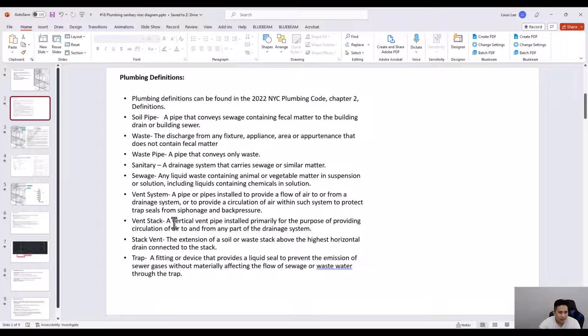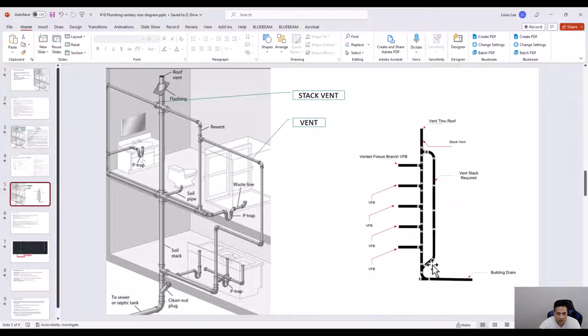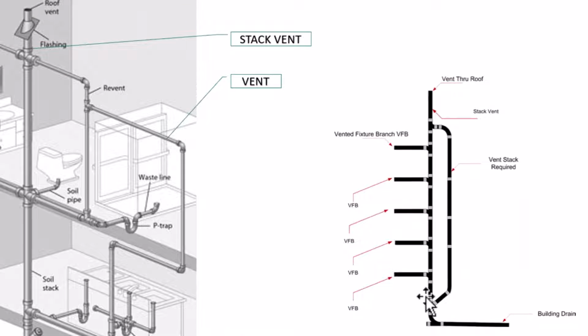A vent stack is a vertical vent pipe installed primarily for the purpose of providing circulation of air to and from any part of the drainage system. Stack vent: the extension of a soil or waste stack above the highest horizontal drain connected to the stack. So a vent stack is a vertical pipe. It's basically this pipe here, which would be a vent stack. It's a separate pipe that goes all the way up and is connected to the bottom of the stack.